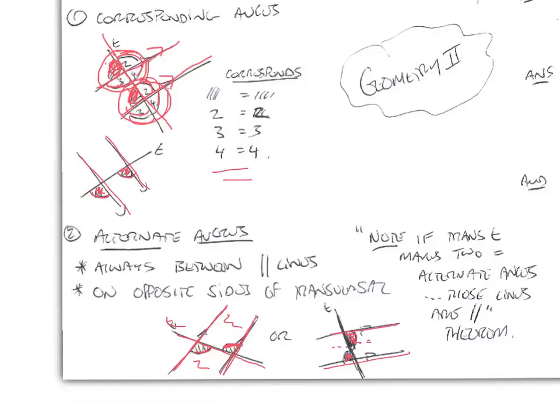And this chapter mentioned our first theorem, which asked us to note that if a transversal T makes two equal alternate angles, then these lines must be parallel, and that's known as a theorem. It's the first theorem we've met in first year maths.